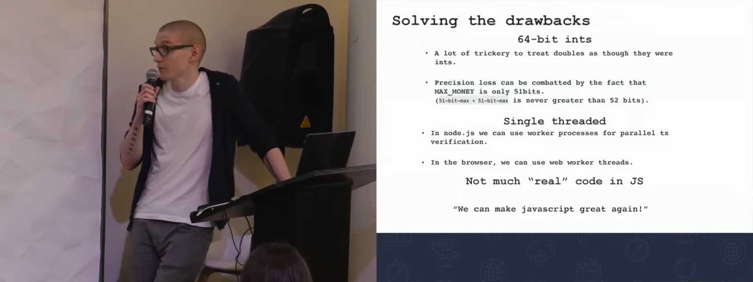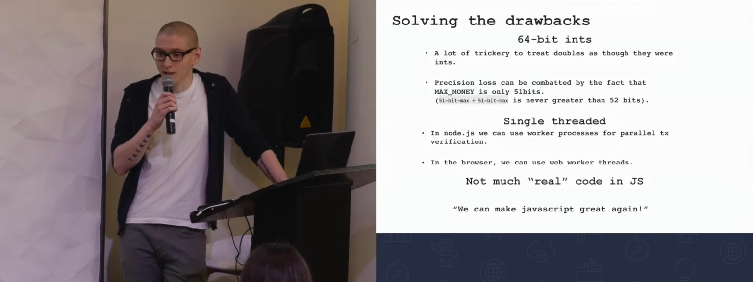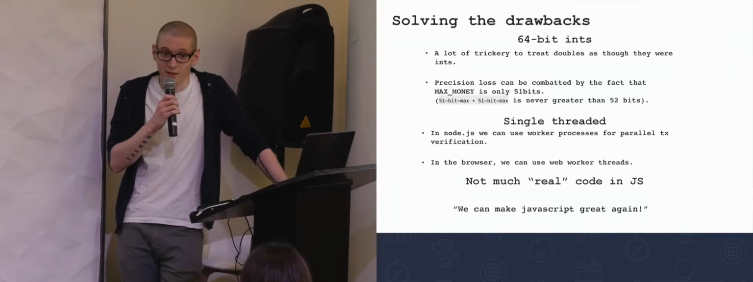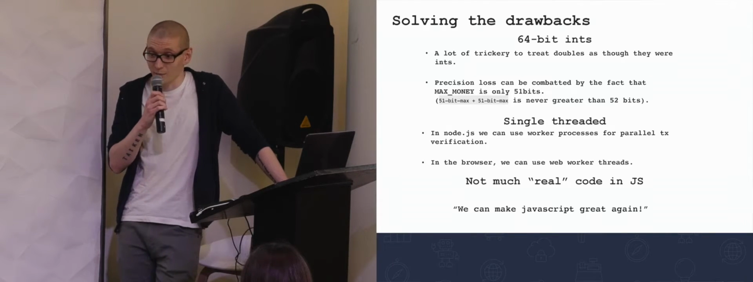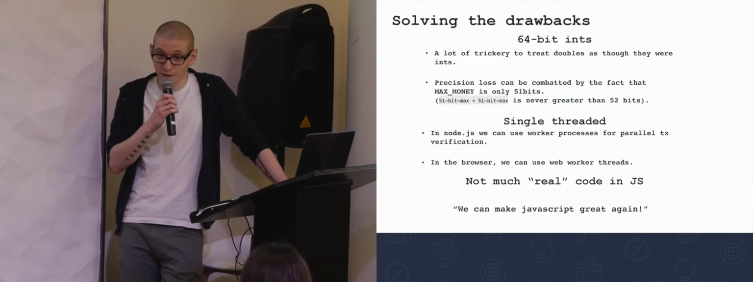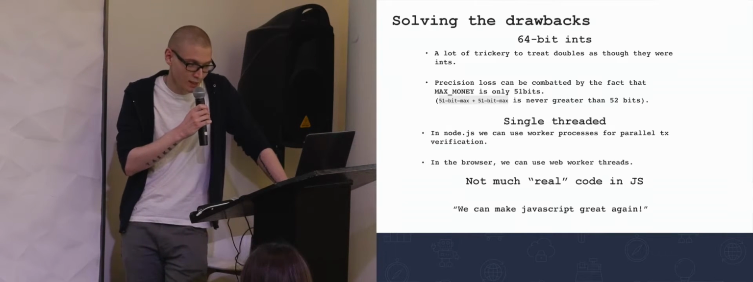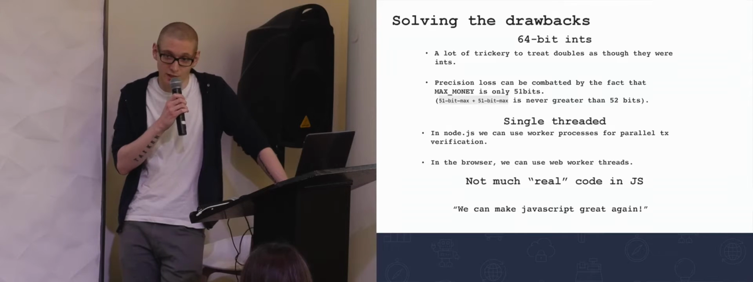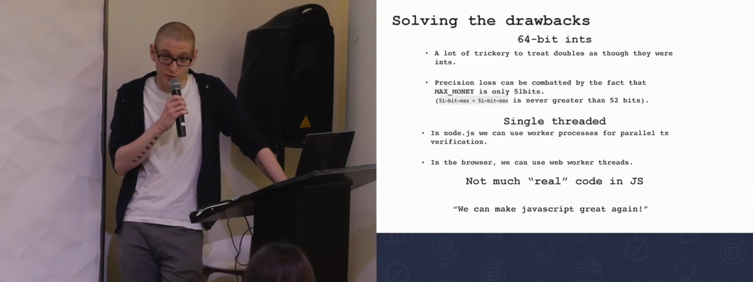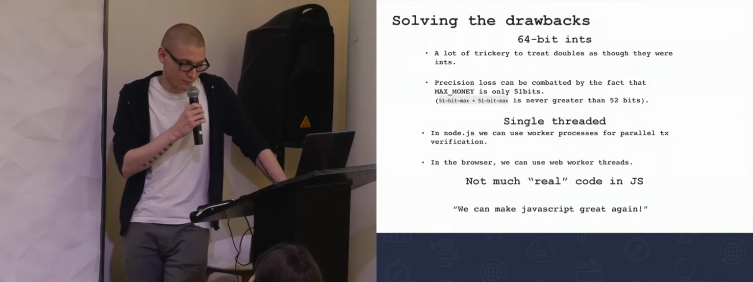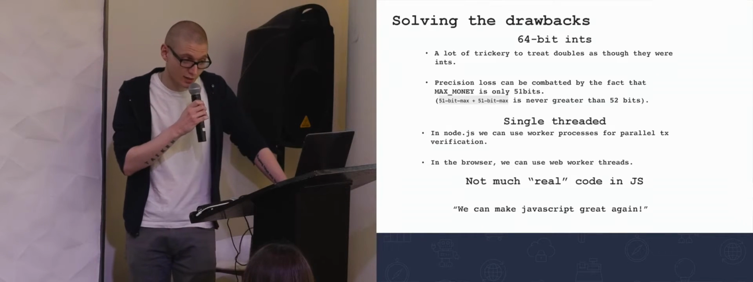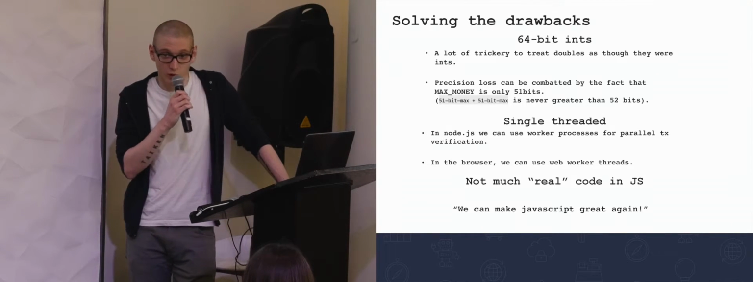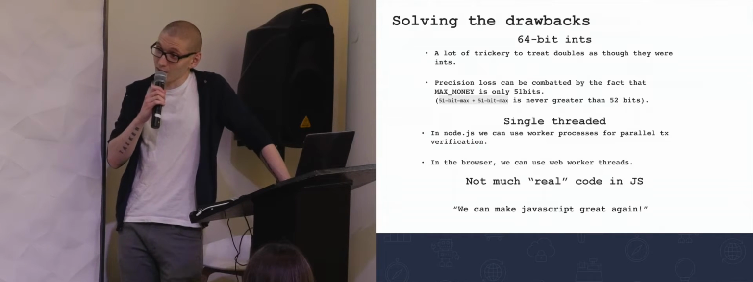If we're adding up output values, we just check that the first output value is less than max money, and we check that the second one we're going to add it to is less than max money. We add them together, and we check that the result is less than max money. And that works because we're never going to get a result higher than 52 bits and lose precision and potentially have a bad comparison.